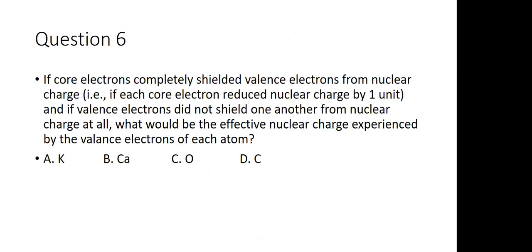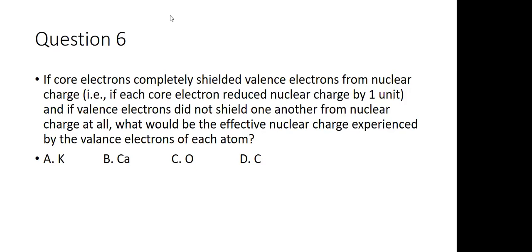So let's try to calculate effective nuclear charge. I will do A again, but let's just read the question. If core electrons completely shield valence electrons from nuclear charge, that is, every core electron reduces the nuclear charge by one unit, and assuming that valence electrons do not shield one another from each other, what is the effective nuclear charge for the valence electrons of each atom? Okay, so it's just asking, for valence electrons, what's the effective nuclear charge?